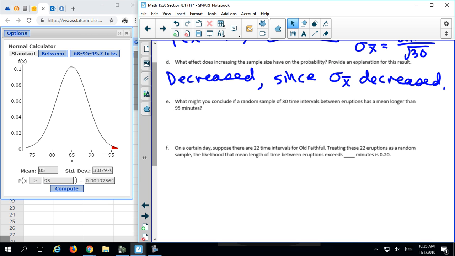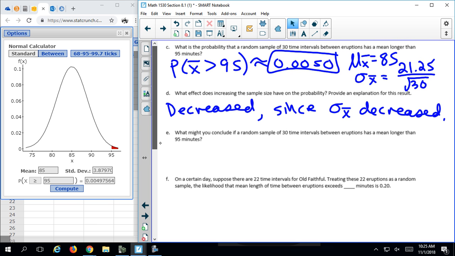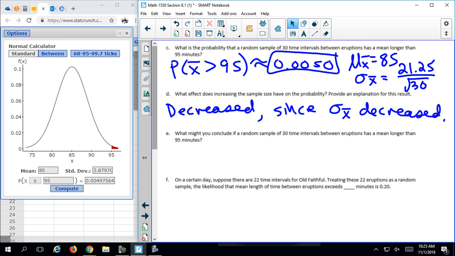So E says, what might you conclude if a random sample of 30 time intervals between eruptions has a mean longer than 95? So C part tells us the probability that that would happen.